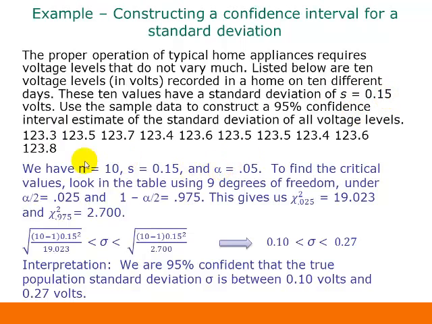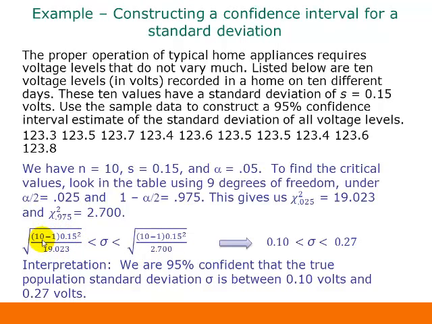It's 0.15. So we have 10 values, so our n is 10, our s is 0.15, and our alpha is 0.05 because we wanted a 95% confidence level. So to find our critical values, we're going to look in the table using 9 degrees of freedom under alpha over 2 equals 0.025 and 1 minus alpha over 2, which equals 0.975. This gives us two critical values, 19.023 and 2.700. And when you're using this formula, remember that the bigger critical value goes on the left side, the smaller critical value goes in the formula on the right side.